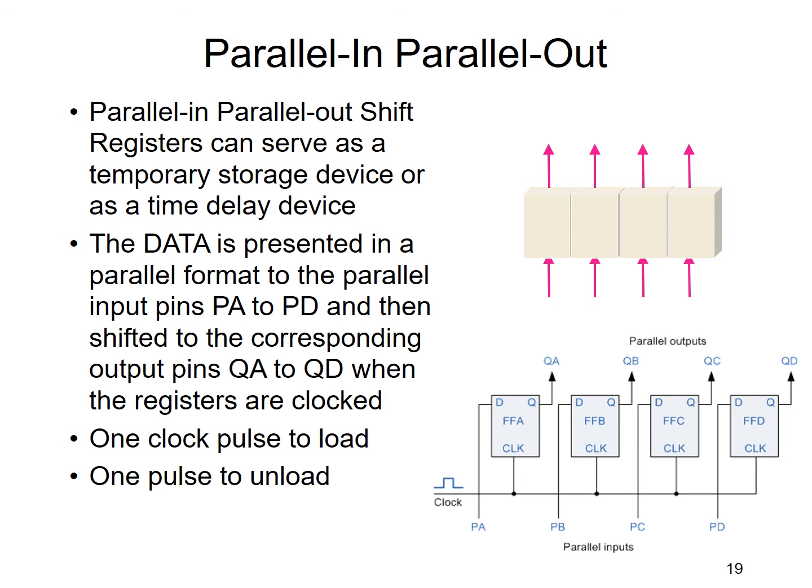Parallel in, parallel out. So the data can be entered parallelly and then it can be shifted out parallelly. The parallel in, parallel out shift registers can serve as a temporary storage device or as a time delay device. The data is presented in a parallel format to the parallel input pins PA to PD and then shifted to the corresponding outputs QA to QD when the registers are clocked. One clock pulse to load and one clock pulse to unload.